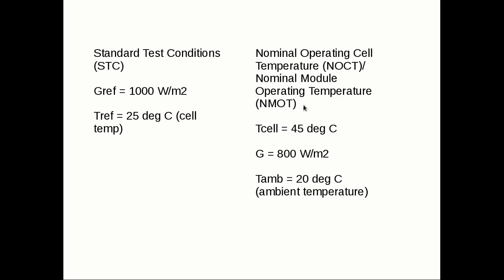And at these conditions, the temperature of the cell is 45 degrees Celsius as opposed to the 25 degrees Celsius in STC. The incident solar radiation is 800 watt per meter squared. It's not considered to be 1000 because quite often what you see is 800. And this usually occurs at an ambient temperature of 20 degrees Celsius. Alright. STC does not mention anything about ambient temperature. All it says is the cell temperature. Nominal operating cell temperature usually talks about ambient temperature.